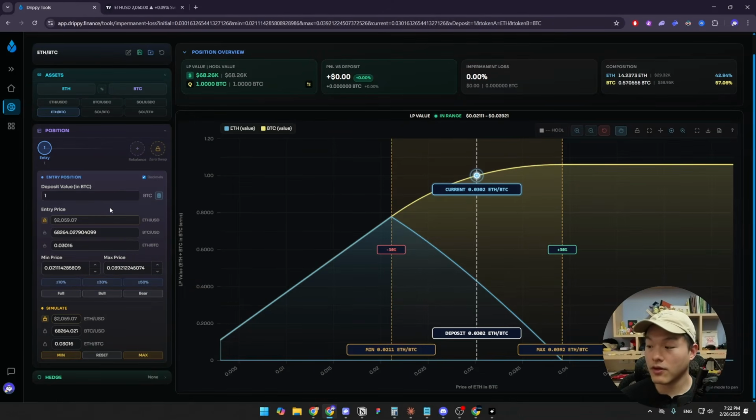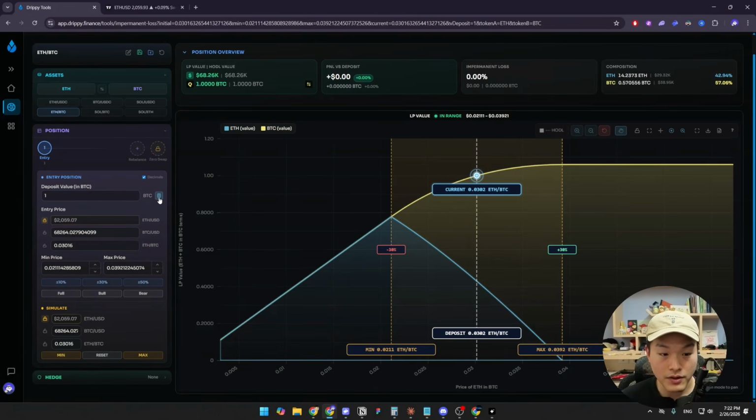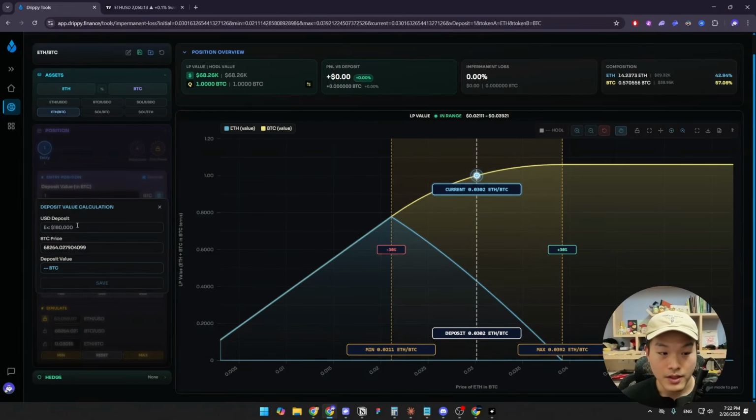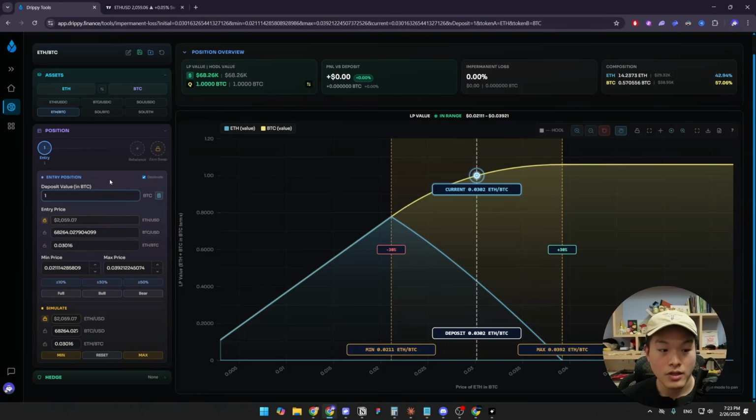Then when I first start the simulation, I need to figure out how much Bitcoin my position is worth. If you don't know that already, you could use this calculator button, right? If I put in, for example, 10K, then it would be this amount of Bitcoin and I could click save here. But just for the example, I'm going to use one Bitcoin to make all of the numbers more simple. The next goal that I want to figure out is, do I care more about the US dollar value or do I care more about this ETH to Bitcoin value?